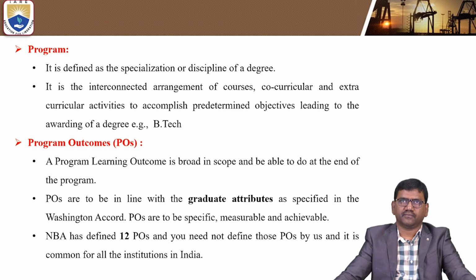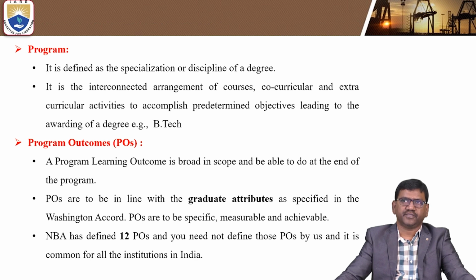What is the program outcome? A program learning outcome is broad in scope and describes what students should be able to do at the end of the program. The program outcomes are to be aligned with the graduate attributes as specified in the Washington Accord.